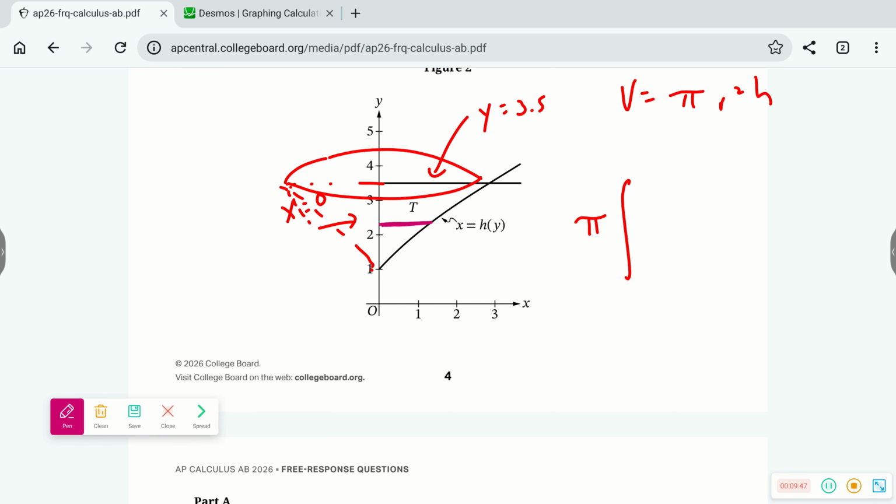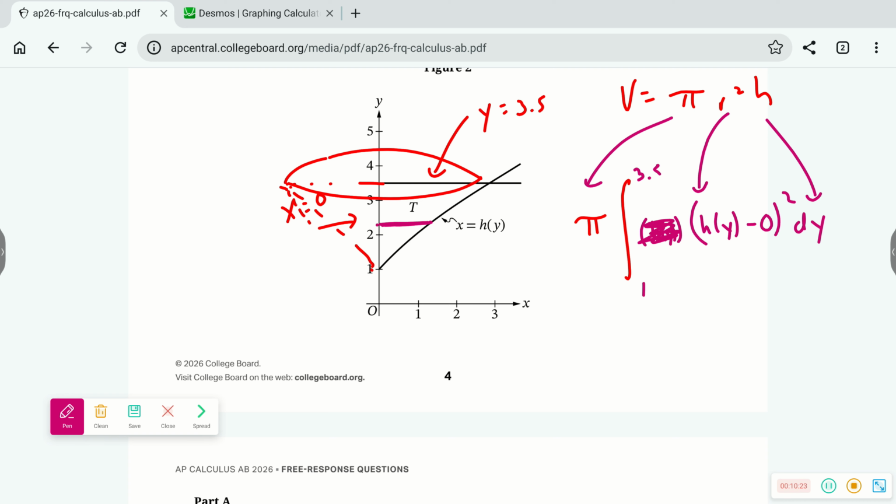But since I'm in y world, I'm going to say h of y minus 0, right? Here's x equals h of y. Here's x equals 0. That's my radius squared. And then my thickness would be dy. Okay, so here's my pi. There's my r squared. There's my h. And I'm going from clearly 1, and I'm in the y world, to 3.5. Okay, so let me clean that up. That'd be from 1 to 3.5. And I can just say h of y squared dy. And that's pretty much it.